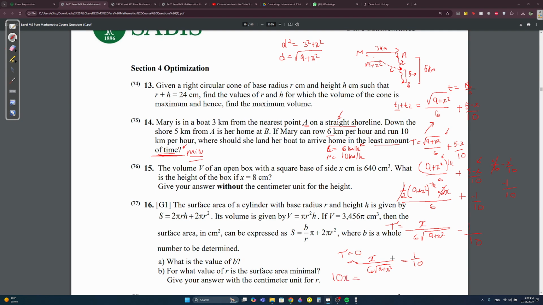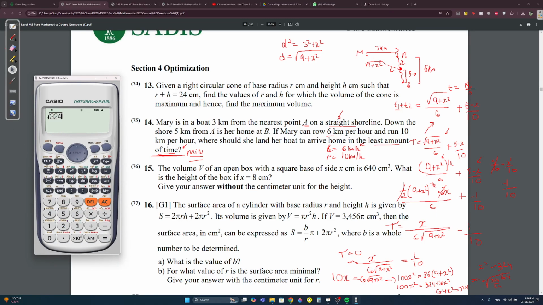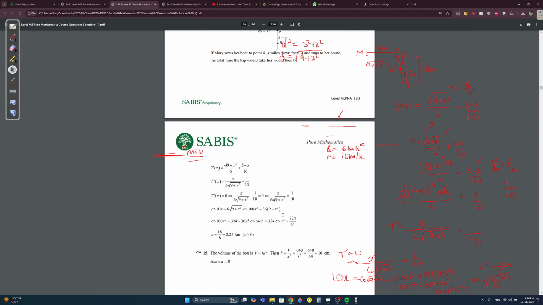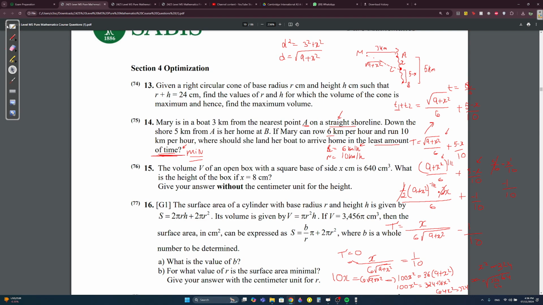X times 10 is 10x, and you get the same thing, 6 root 9 plus x squared. Square both sides, you're going to get 100x squared is equal to 36 times 9 plus x squared. So you're going to get 100x squared is equal to 324 plus 36x squared. Subtract 36x squared, you're going to get 64x squared is equal to 324. You divide by 64 on both sides, and then take the square root, you get root 324 over 64. The answer I think was 2.25. Yeah, 2.25. So x is equal to 2.25 kilometers. Honestly, I don't think this would come, but do it, you know.